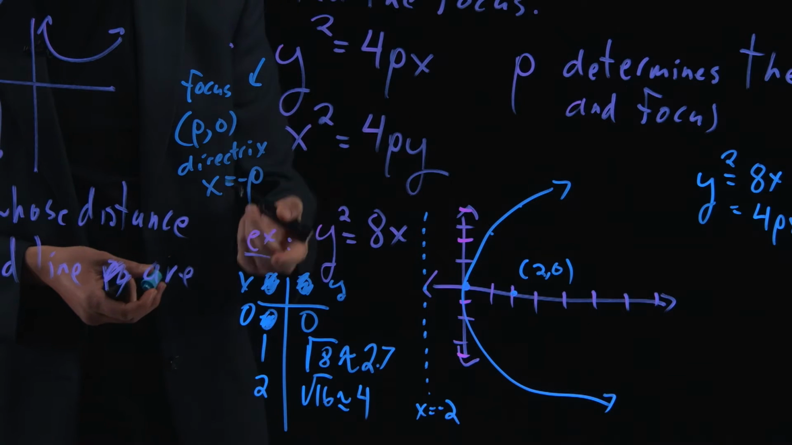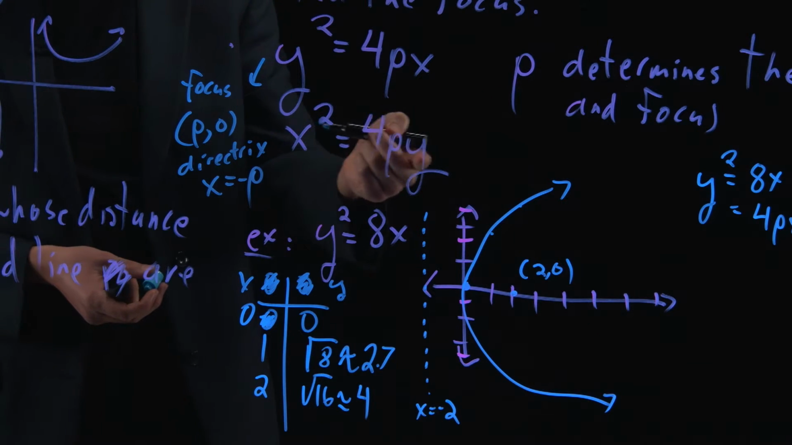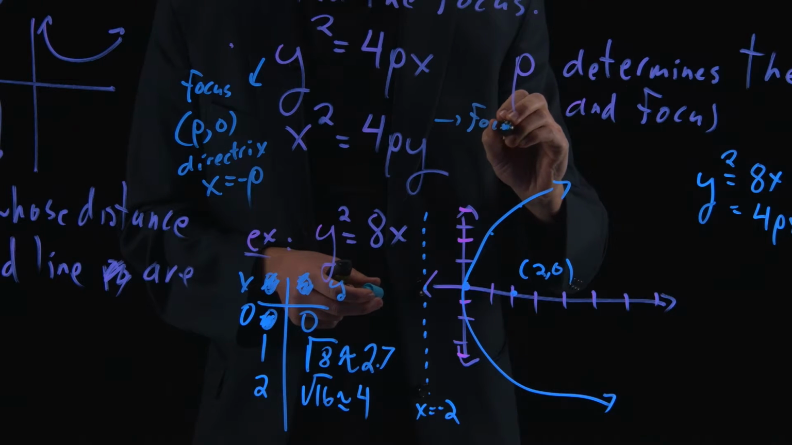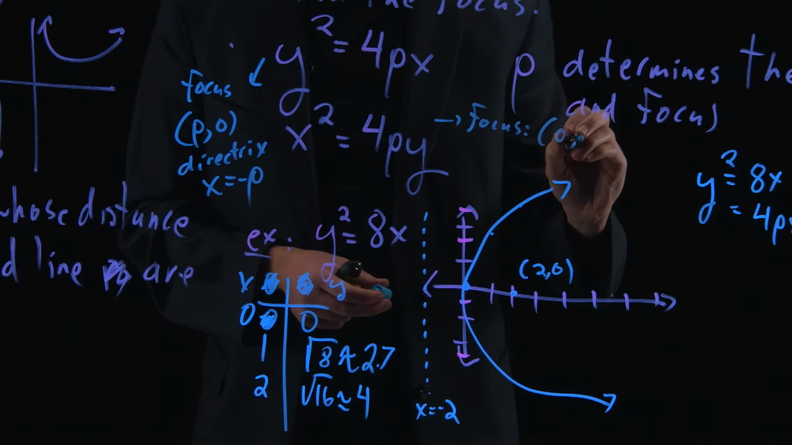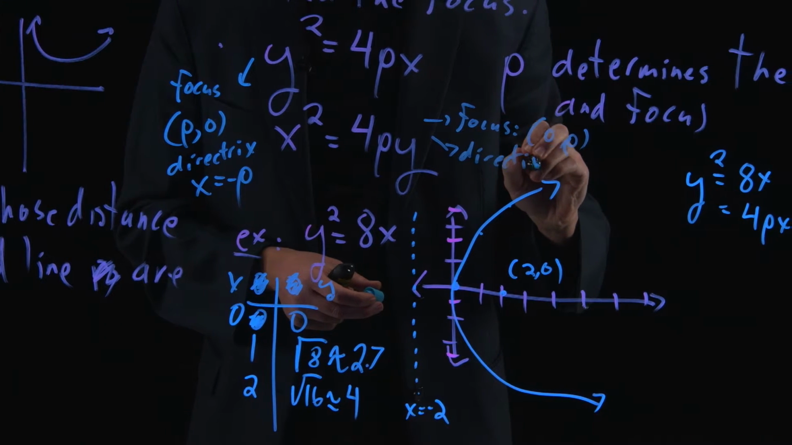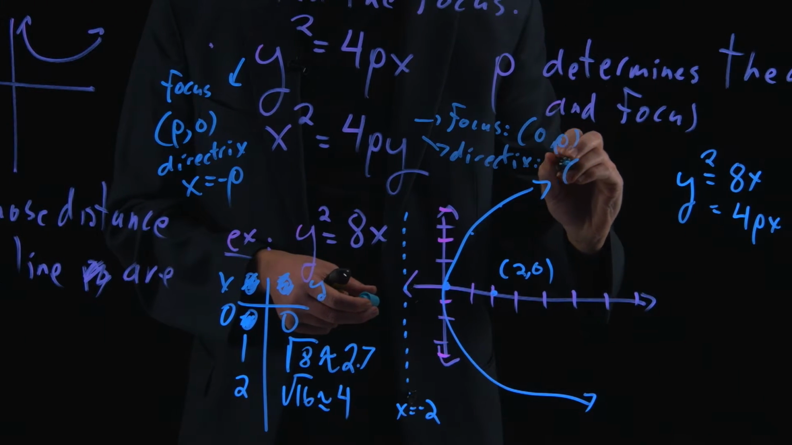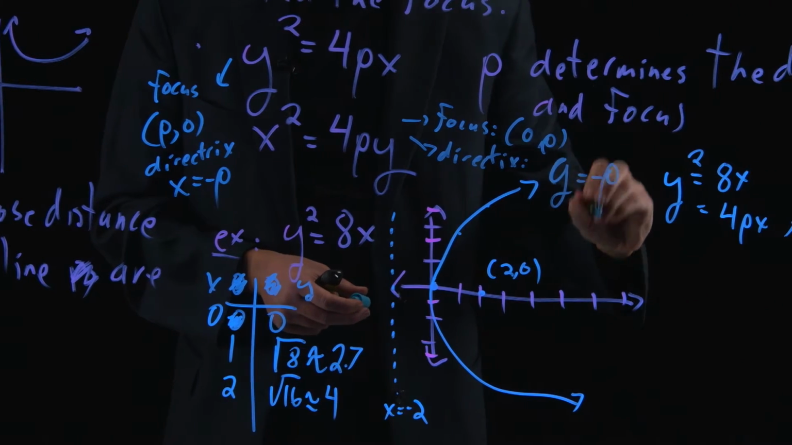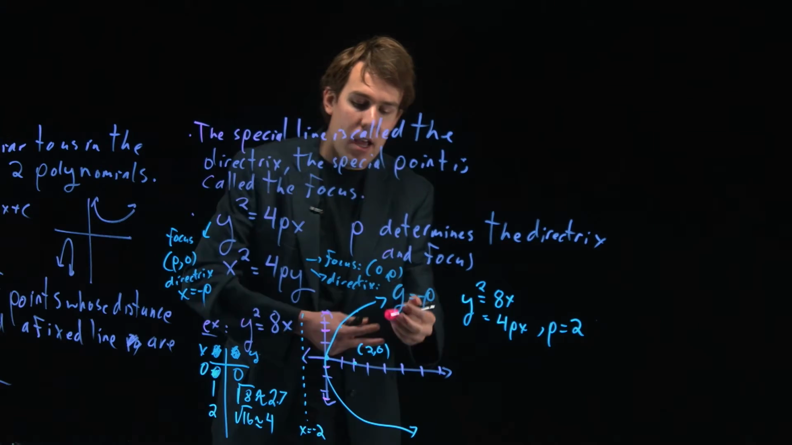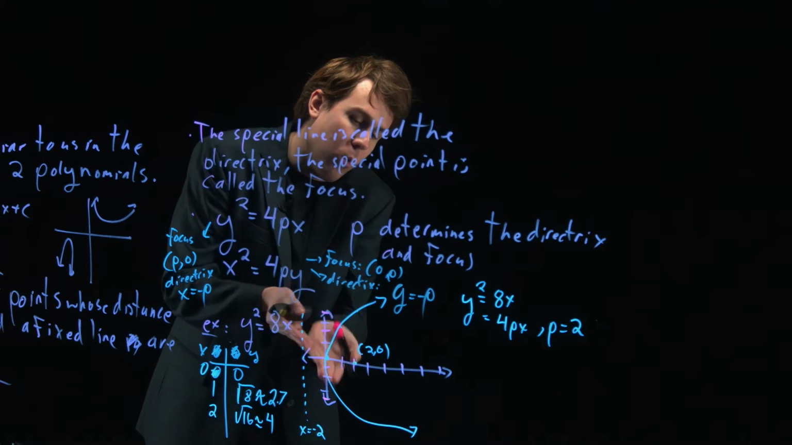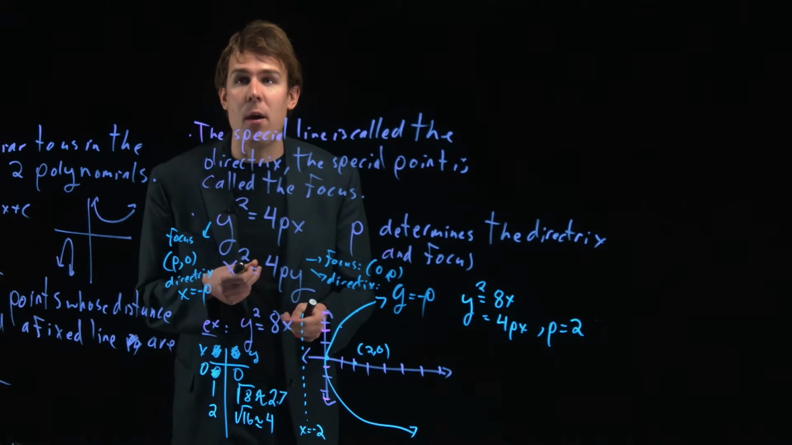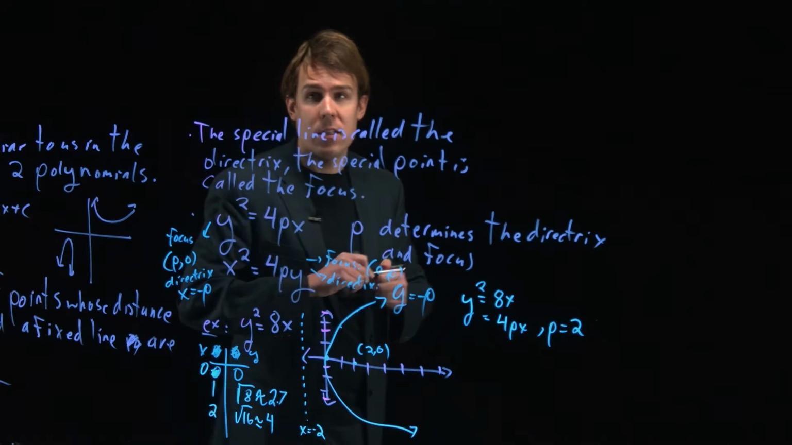And then similarly, when I have something like 4py equals x squared, the focus is at 0, p, and the directrix is at y equals negative p. So the only thing that really changes is my orientation towards the x-axis or towards the y-axis. So let's look at an example now where I have orientation along the y-axis.